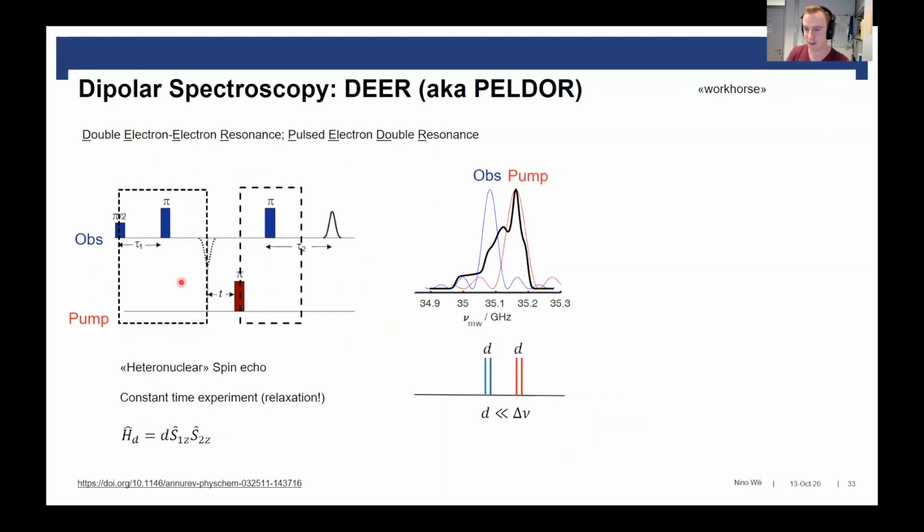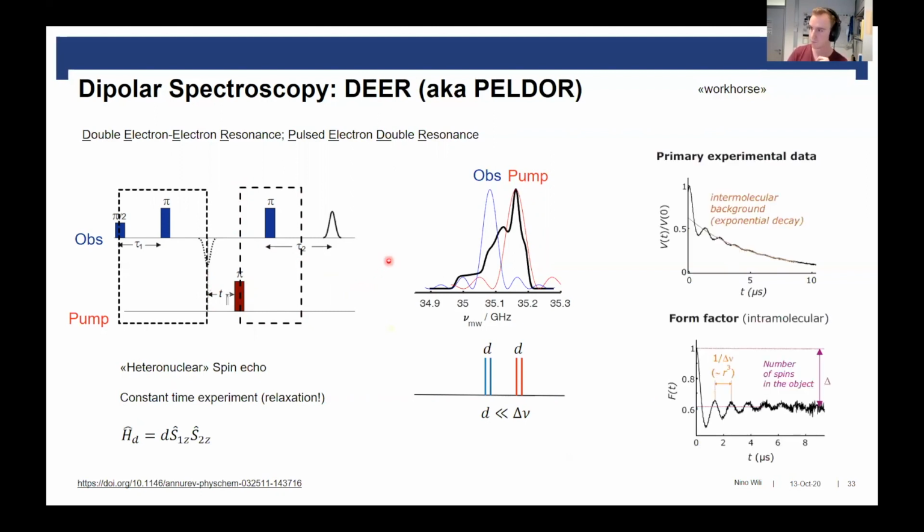Then you introduce another selective pi pulse only on the pumped spin, which dephases your spins. But again, from this point here, in this rectangle, the dipolar coupling refocuses again. But in this time t, here and here, it actually doesn't refocus. So that's why you see dipolar oscillations.